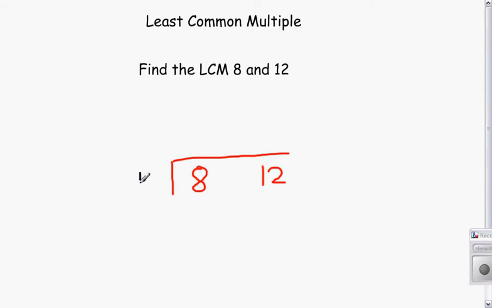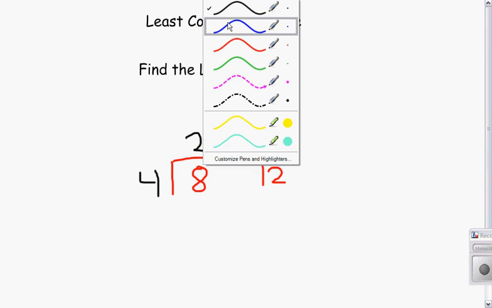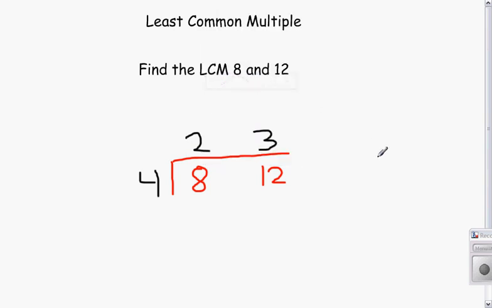I can think of the number 4. 4 goes into 8 2 times, 4 goes into 12 3 times. Now once again, I'm going to look at this top layer and see if they share any factors other than 1. The only number that goes into both 2 and 3 evenly is the number 1, so our cake is finished. Now just like with greatest common factor, I can use this information to find least common multiple.